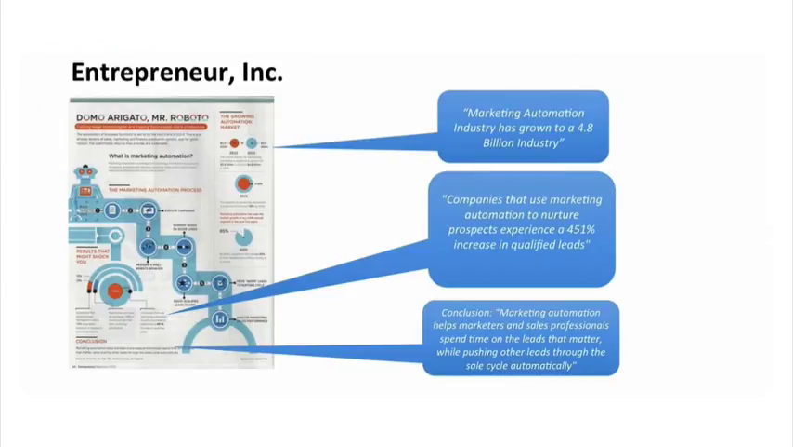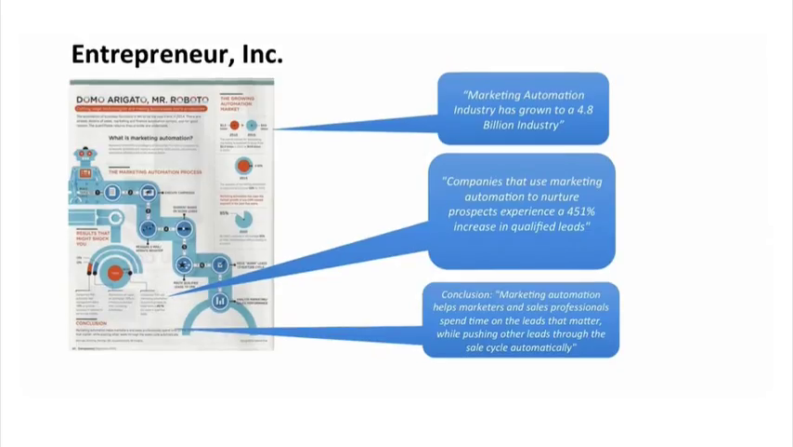And so Entrepreneur Magazine wrote an article about this a few months back. And they're talking about the marketing automation industry. Today it is a $4.8 billion industry. Okay, companies that use marketing automation today experience a 451% increase in qualified leads. Okay, I'm going to repeat that: 451% increase in qualified leads. Okay, think about that in the context of your business.